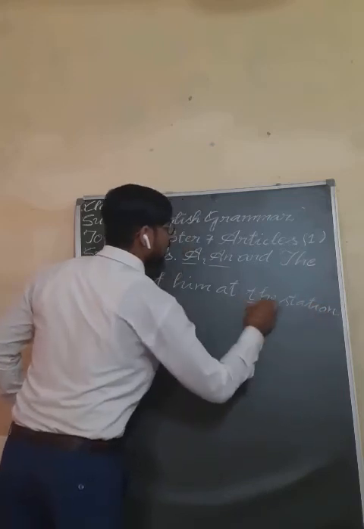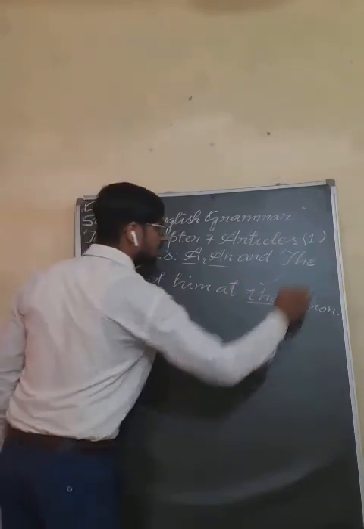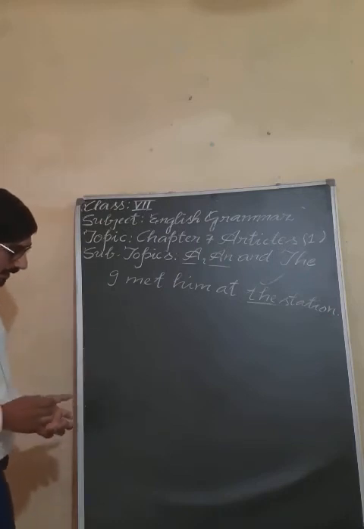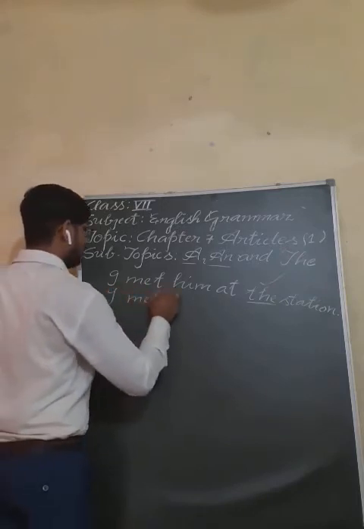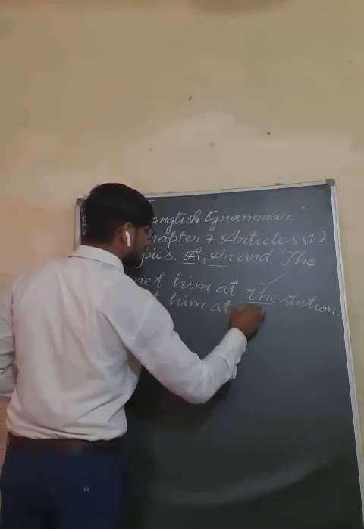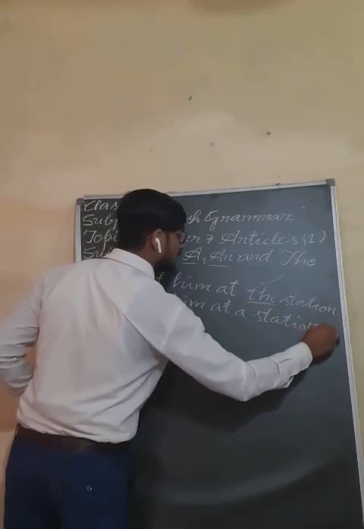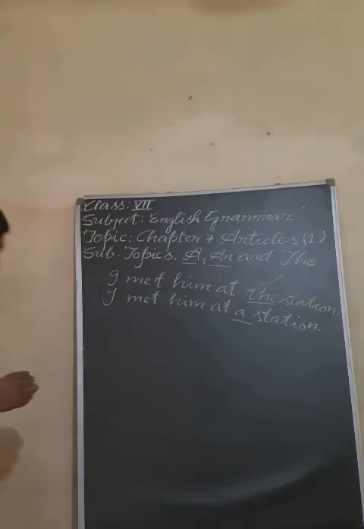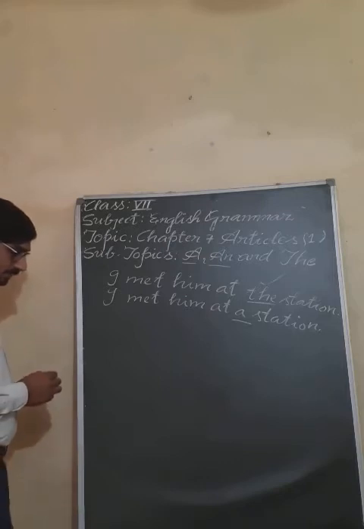In the first example, we use the. The station means it is clear that we know about the station. Station is clear. Understand? And when it is not clear, we will use a. I met him at a station. A station means that we don't know which station we met. Understand?